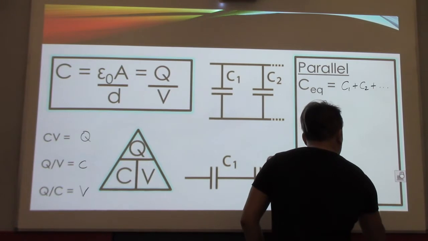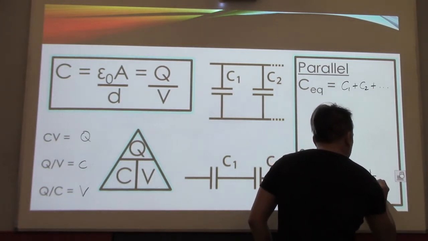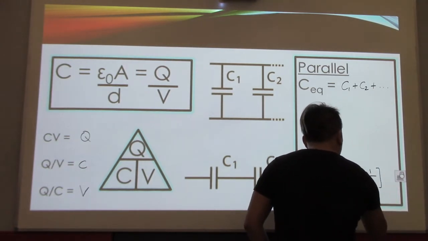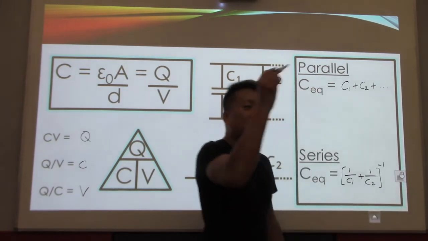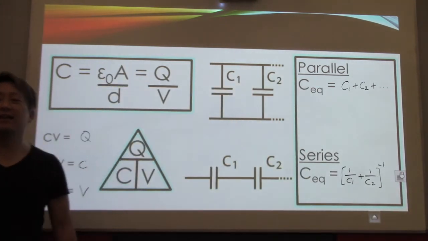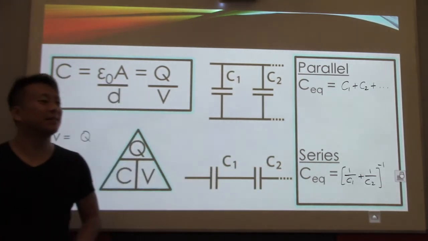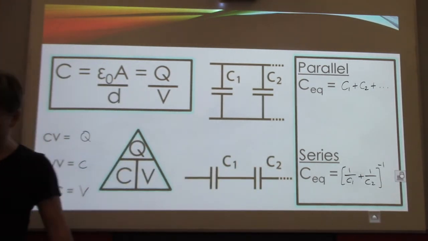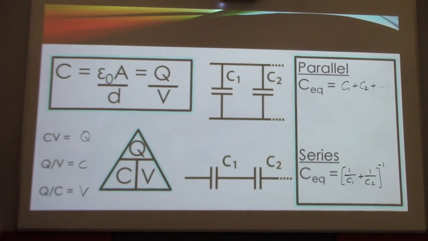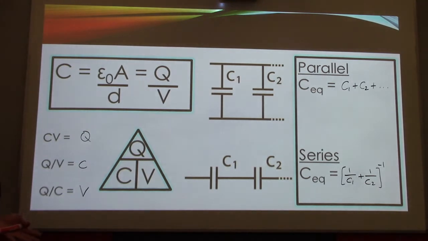1 over C1 plus 1 over C2, but that quantity, 1 over that. I always forget that, so don't make that mistake. It's 1 over that quantity, and that equals the equivalent capacitance. That's basically it. We're talking about capacitance. That's all we really need to know about this new capacitance equation.